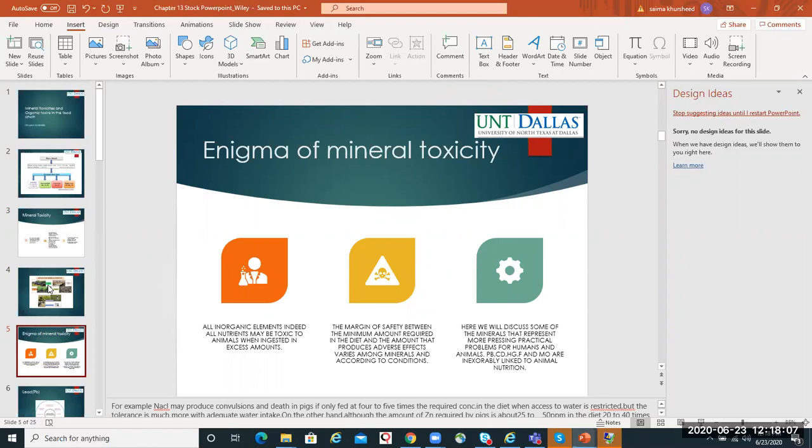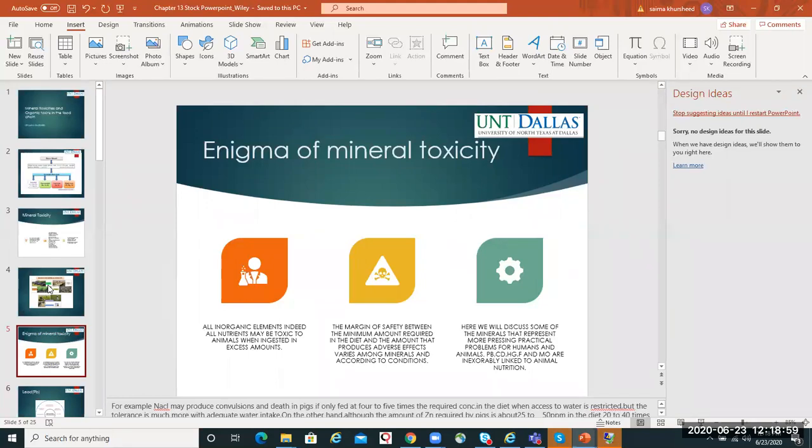Talking about the enigma of mineral toxicity, all inorganic elements, indeed all nutrients, may be toxic to animals when ingested in excess amounts. The margin of safety between the minimal amount required in the diet and the amount that produces adverse effects varies among minerals and according to conditions. So there are certain limits for that, or we can say the maximum tolerable levels of minerals for dietary animals. There is a table in your book that represents certain maximal tolerable levels of dietary minerals for domestic animals. Beyond that level, they might be toxic for the animals and produce some toxicity symptoms.